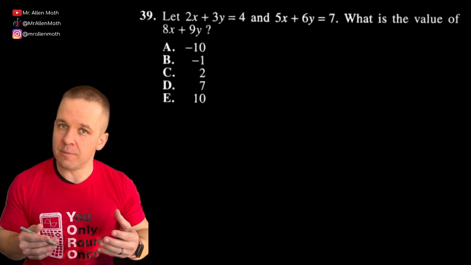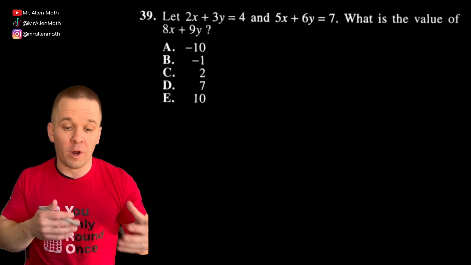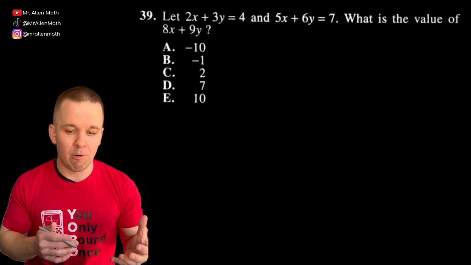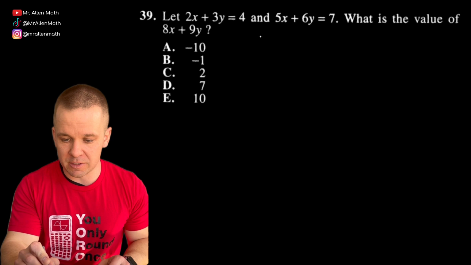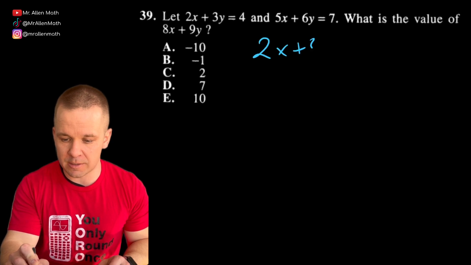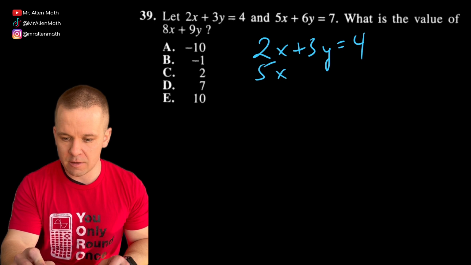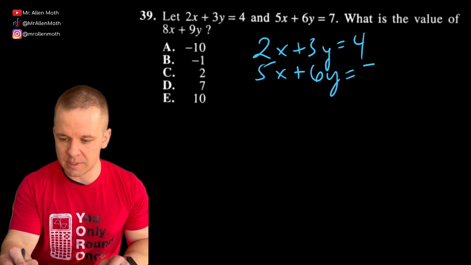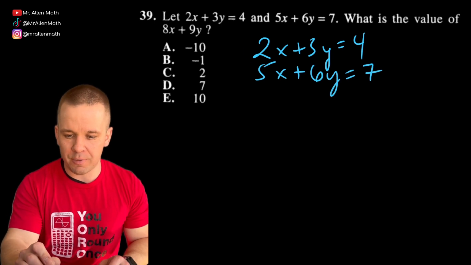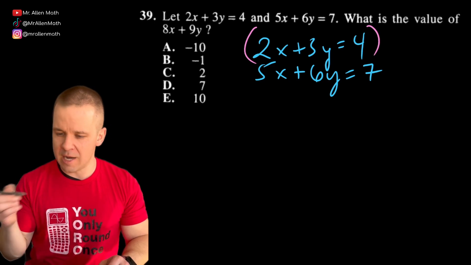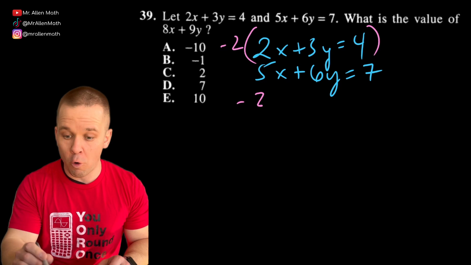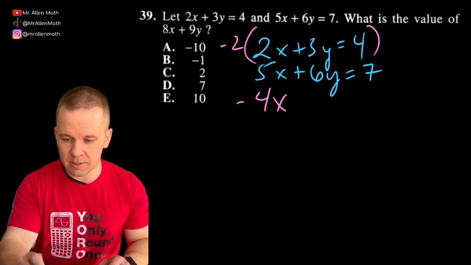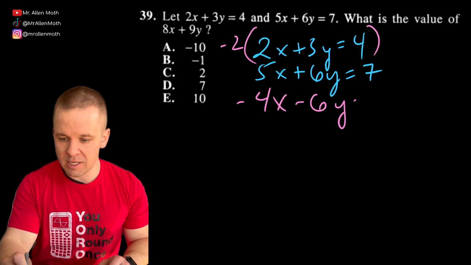Now, sometimes on these problems, there's a way to just double or triple one of the equations and you'll get the answer. However, that's not the case this time, so I'm just going to set up and solve using the elimination method. So I'm going to stack these two. We got 2x plus 3y equals 4, and I have 5x plus 6y equals 7. Now, if I multiply the top equation by negative 2, we'll get negative 4x minus 6y equals negative 8.